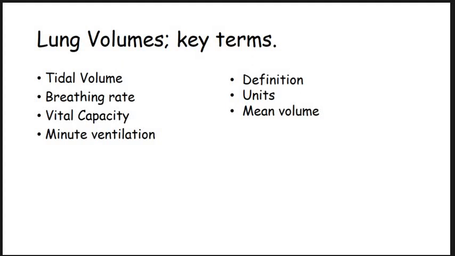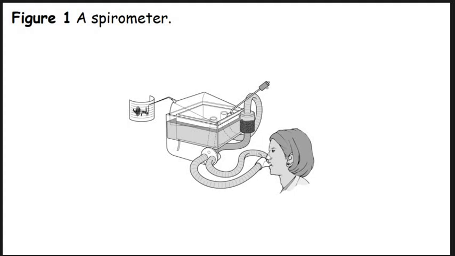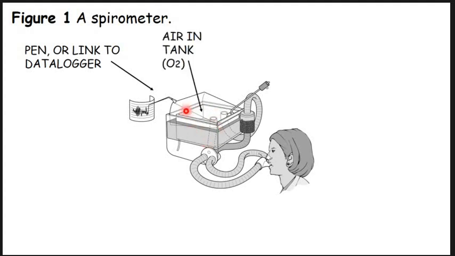A way of measuring all these things is using a piece of equipment called a spirometer. Now, you have this diagram so you can annotate it. First things first, we have here a pen, or you could link it up to a data logger like our Sparks ones that we use when we do the colorimetry. But you've got a pen here, and you can see it's going to produce a trace onto some paper there. Here we've got our tank, and in that tank will be air as a source of oxygen, so that'll be that tank there.